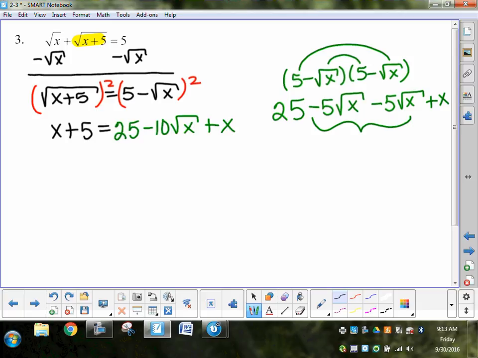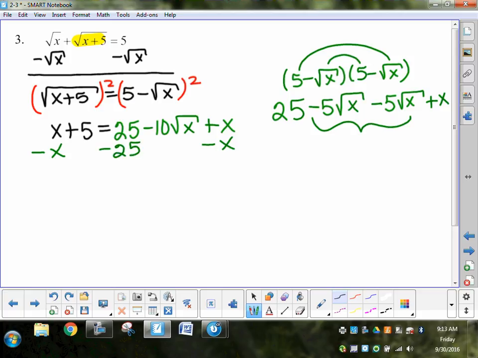Well, my same process as before applies. I still have a radical equation that I need to solve, so I need to isolate the radical. Hands up, please, if you can tell me what I would have to do in order to isolate my second radical. What would I do to isolate my second radical? Riley, what would you say? Subtract an x. And what else do I want to move?